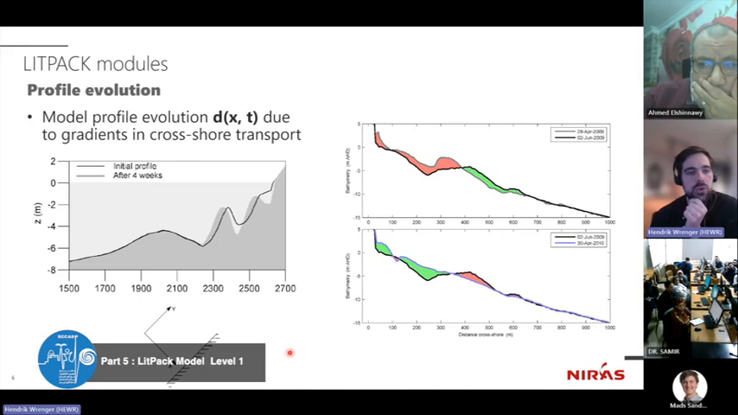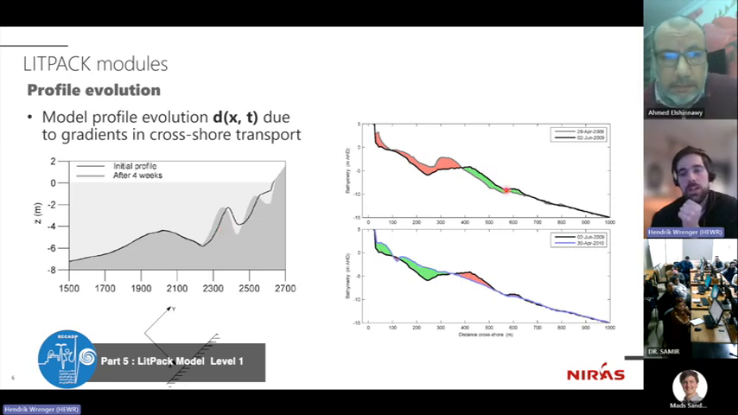So profile evolution, again, one can say the output is the depth as a function of x and time. X in the profile evolution is in the direction of the shoreline normal, and I can model something like displayed here. So the initial profile and the profile after 4 weeks. So it's really like the water depth as a function of x and t changed completely.